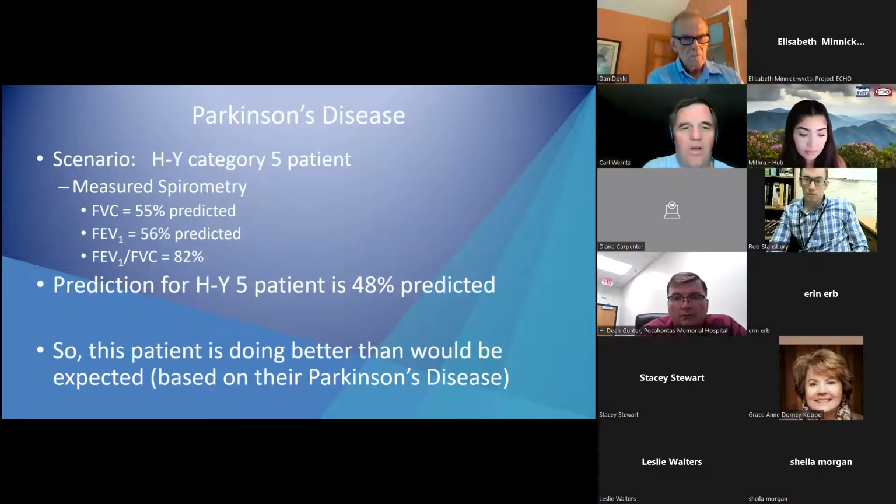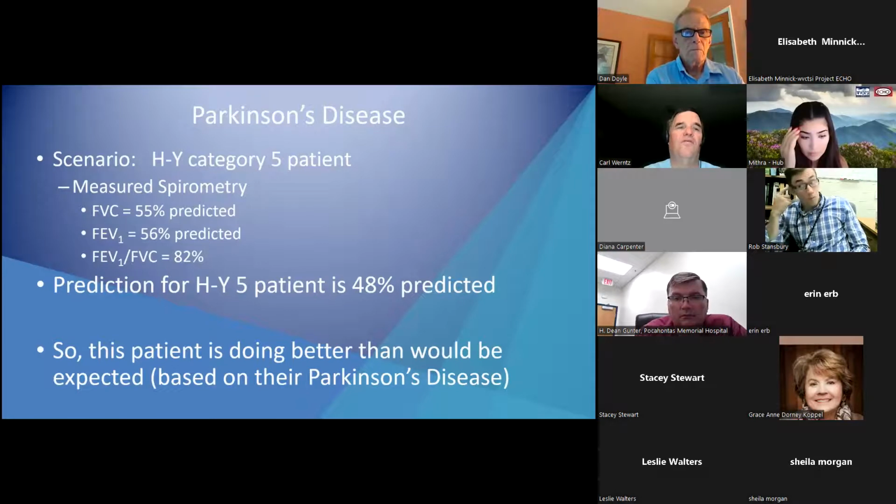So this patient was at 55% predicted for the FVC. He's actually doing better than I would expect him to do purely on the basis of his Parkinson's disease. And for this guy, I can't definitively say that there's an impact of anything else on his breathing other than his Parkinson's disease, because it's so profound. All I can say is that I can't say it's worse with respect to Parkinson's disease, because he's actually a little bit better.